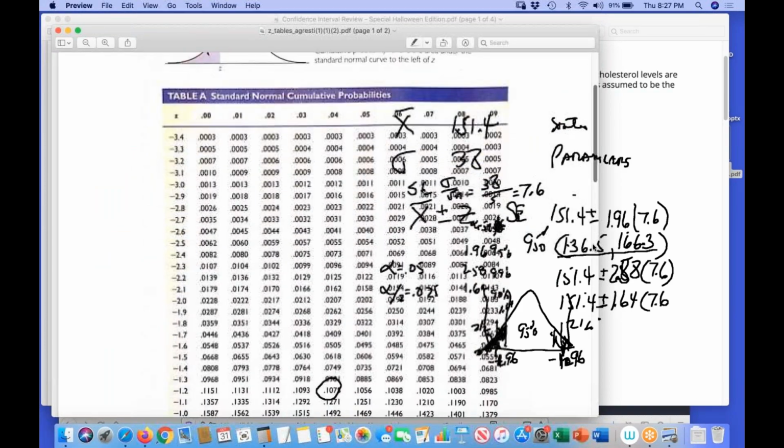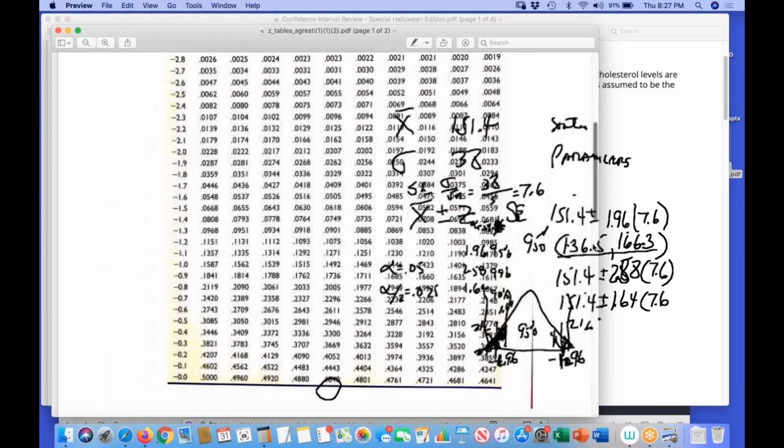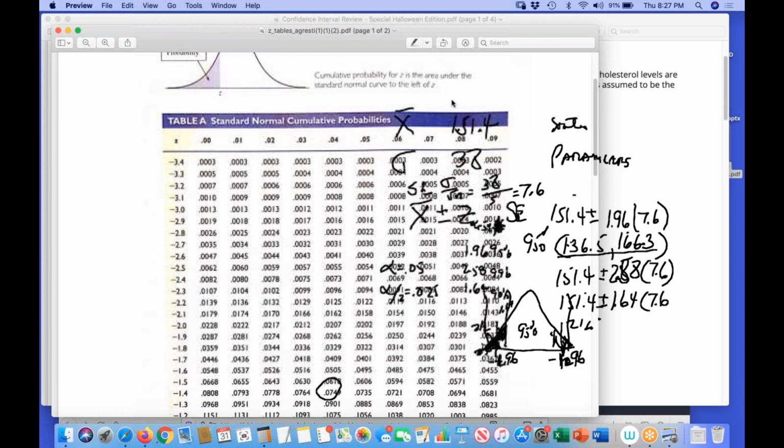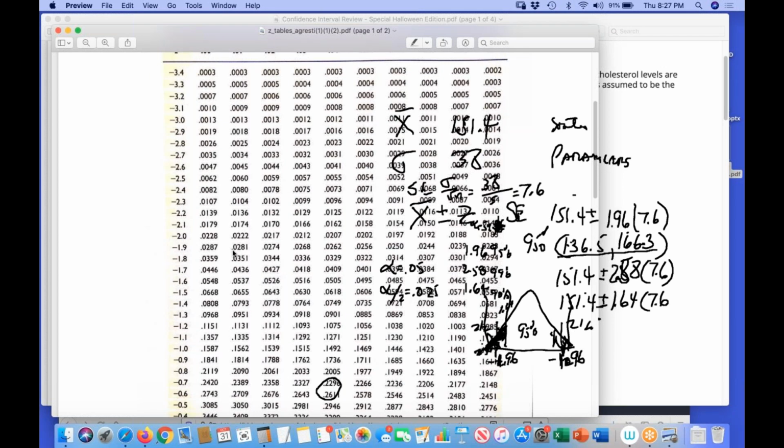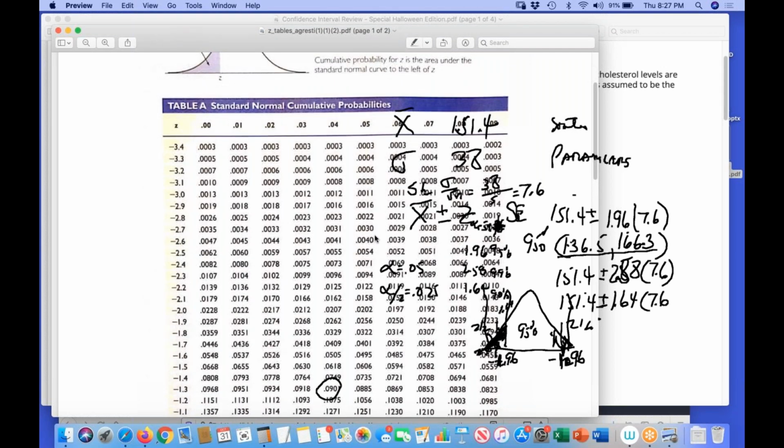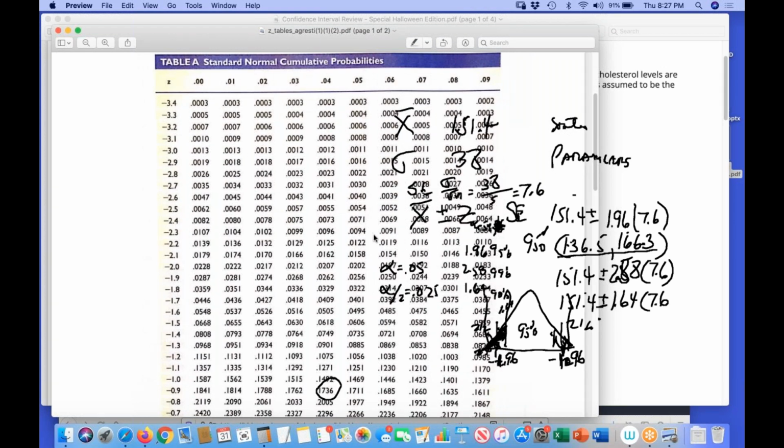Okay, here's the Z table. So let's take a look at what the Z score has to be for this area here to be 2.5%. In other words, 2.5% on the low end, 2.5% on the high end. So what does the Z score have to be for 2.5%? So here we go. Here's 2.8%, 2.81. Okay, and here it is right here, exactly 2.5%. What Z score is that? It's -1.96.